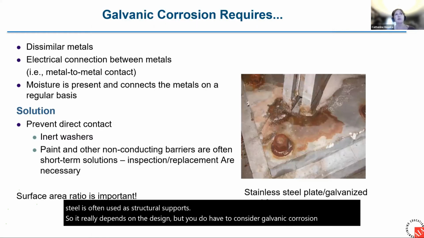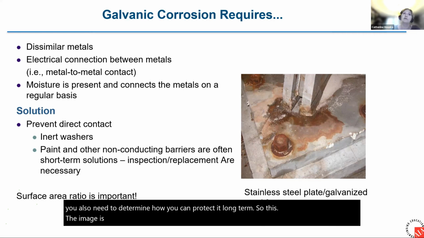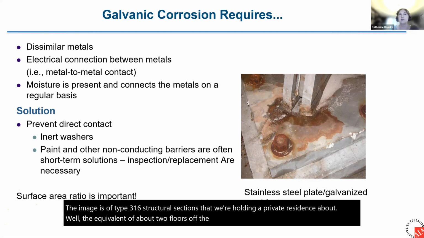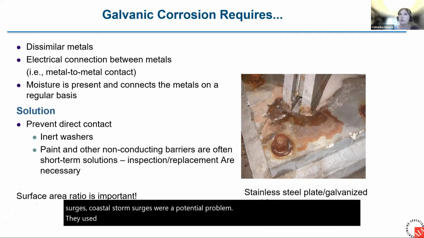And then you also need to determine how you can protect it long term. So the image is of type 316 structural sections that were holding a private residence about the equivalent of about 2 floors off the ground because it was an area where coastal storm surges were a potential problem. They used galvanized steel bolts to hold this in place. So this whole structure was at risk because of the bolt choice. These should have been stainless steel bolts.